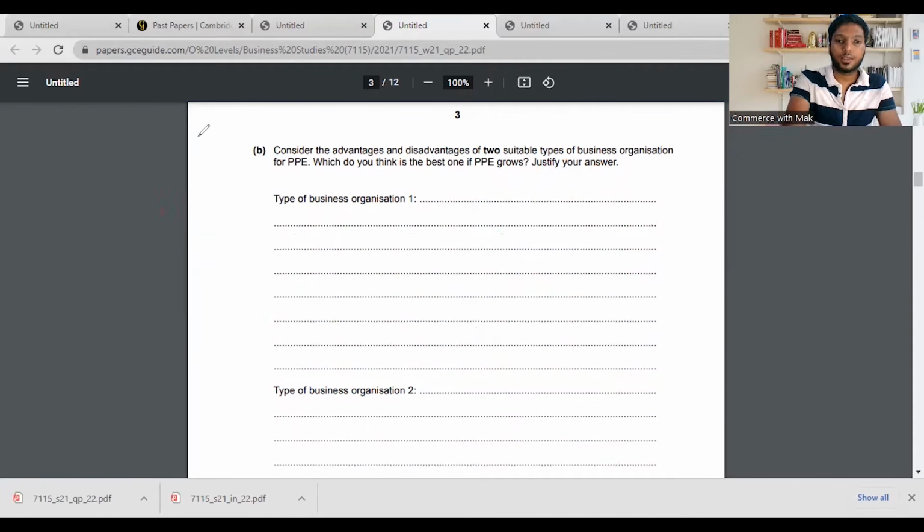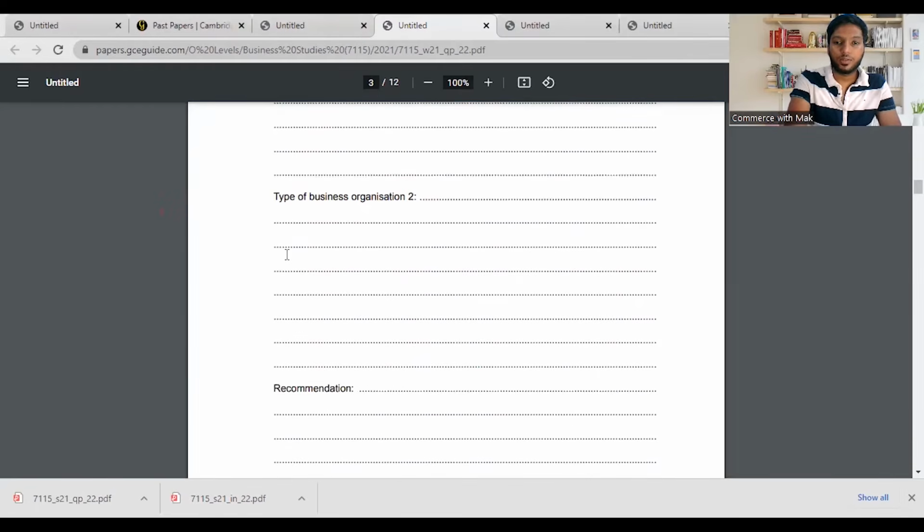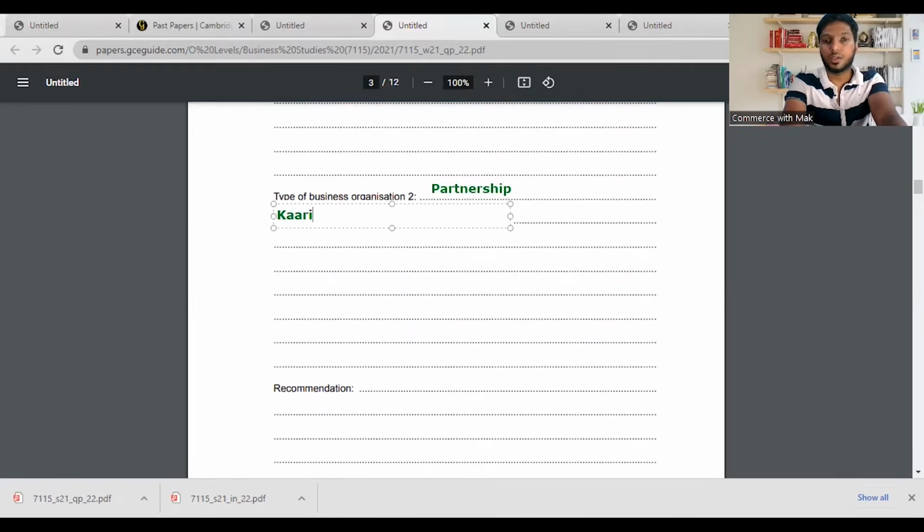I'm going to take the second answer as type of business organization to partnership. So I'll write here partnership. Start writing with me, guys. This type of business, always use the name of the owner, so that will be giving an idea that the examiner will love you guys because you are using the term of the case study. So that gives you a chance to win the exams on a much higher score basis.